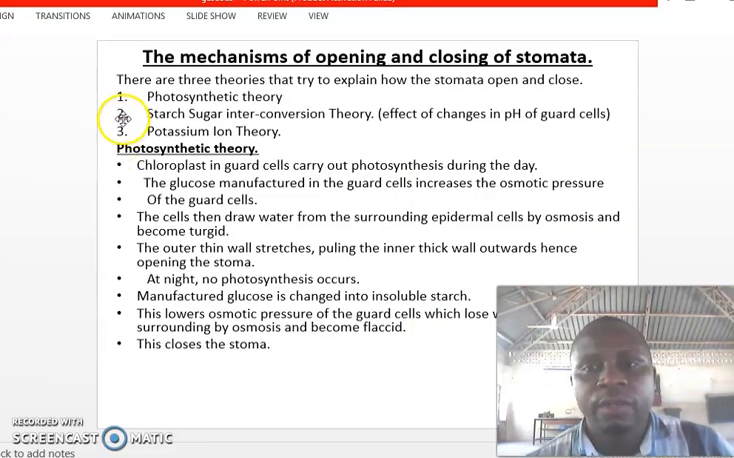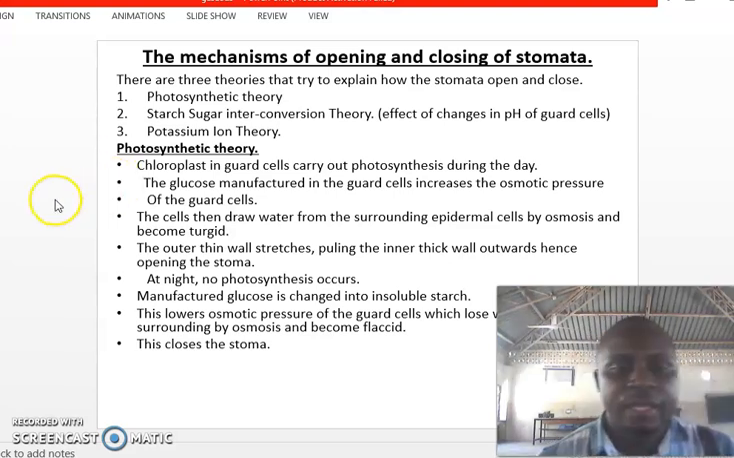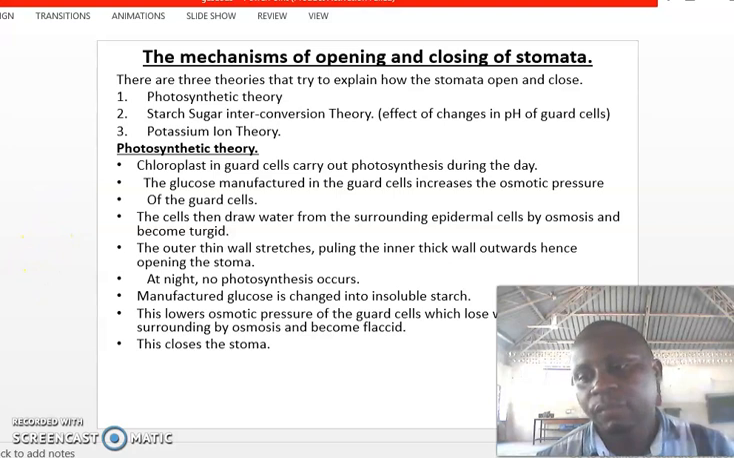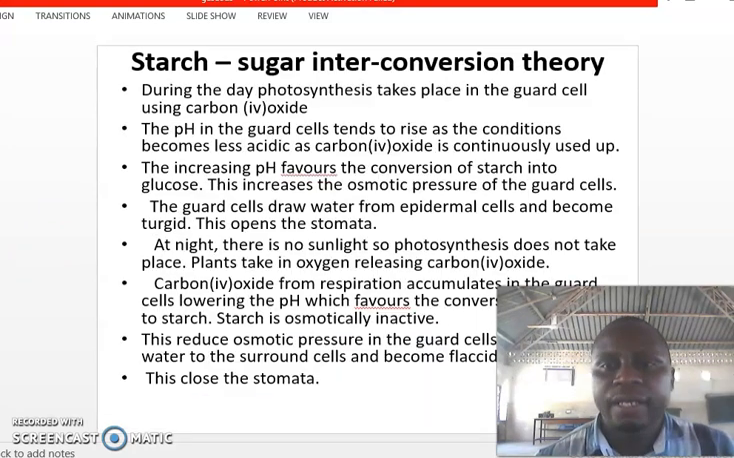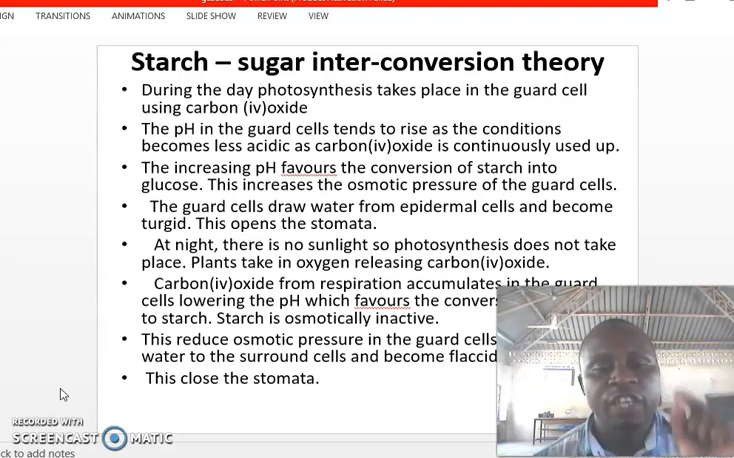Now, we want to go to our second theory, the starch-sugar interconversion theory. So, how does the starch-sugar interconversion theory work or explain? Now, it is important to note that the starch-sugar interconversion theory postulated that there is change in pH which brings about conversion of either starch to sugar or sugar to starch. So let us see how actually that happens.